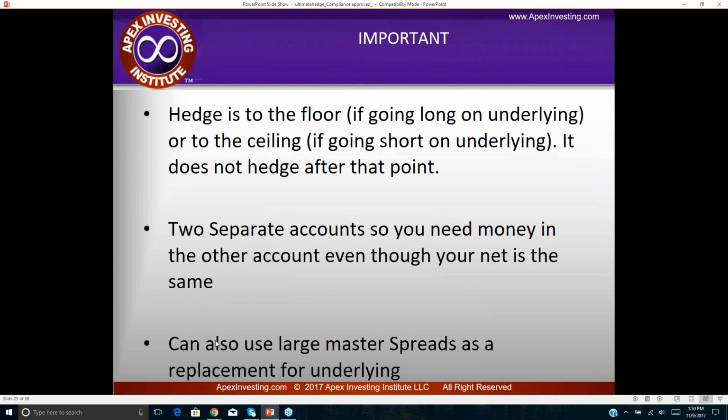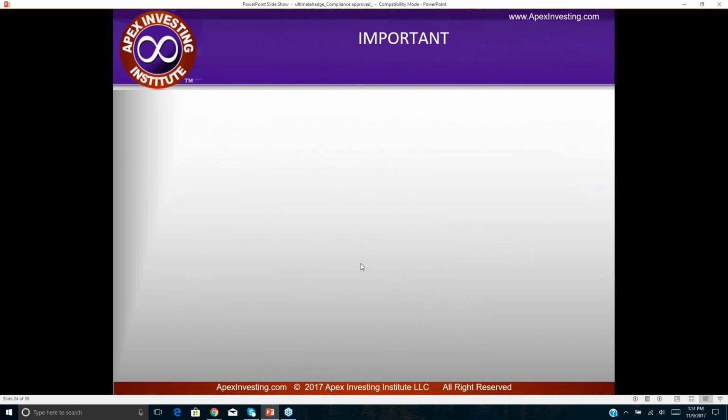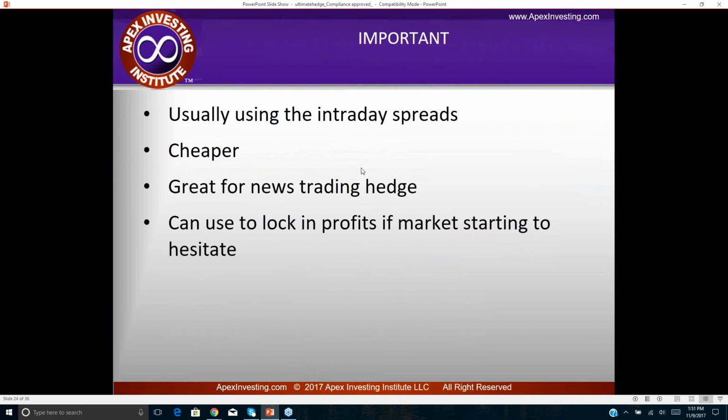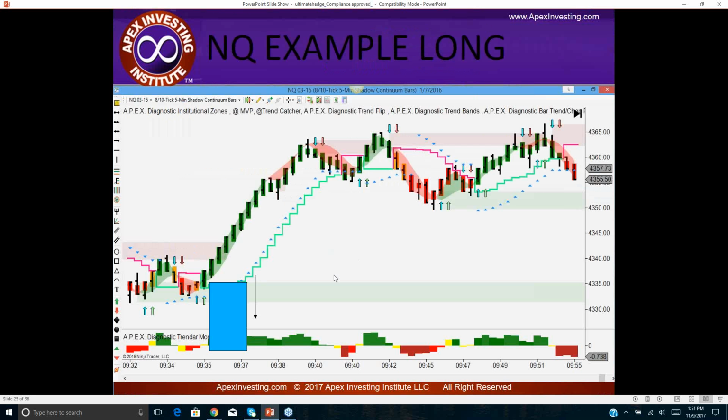Also, like I said, if you're not a futures or forex trader, you can use the large master spreads as a replacement for that. Let's say that on that example, instead of trading spot forex, you were just trading a master Nadex spread, which is a much bigger spread, and you're hedging it off with the shorter 2-hour spreads, for example. So you're usually using the intraday spreads. They're cheaper. They're great for news trades. We'll go on and more.